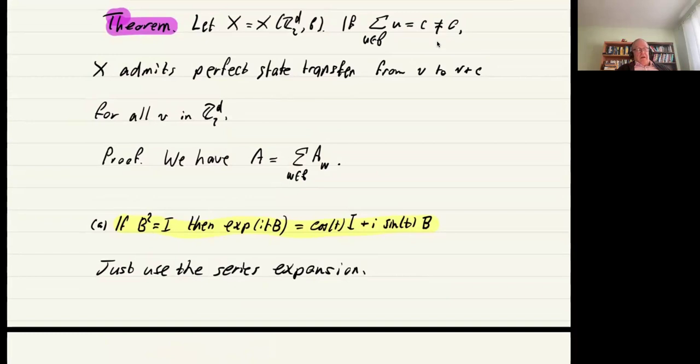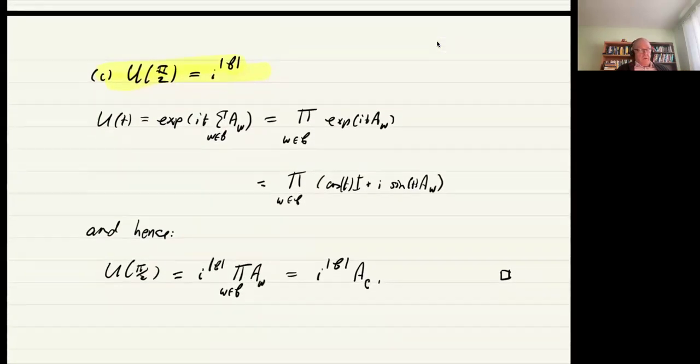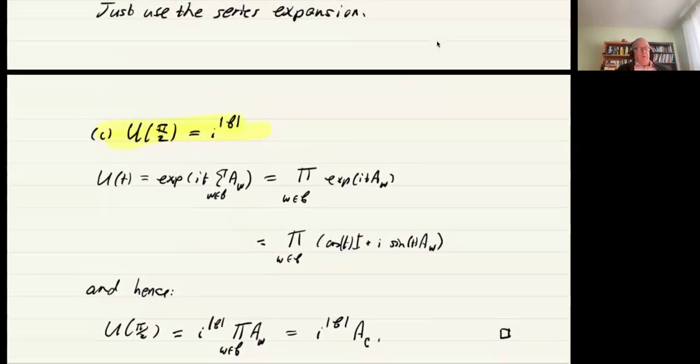Now, I don't need anything too special. If B squared is the identity, then exp(itB) can be written with this. So this is a generalization of De Moivre's law. You just prove it by expanding the series. There are two terms, a cosine term and the i sine term, and you just use the series expansion. Now I've gone straight to C here. That's fun. There's probably no D either, but let's not worry.